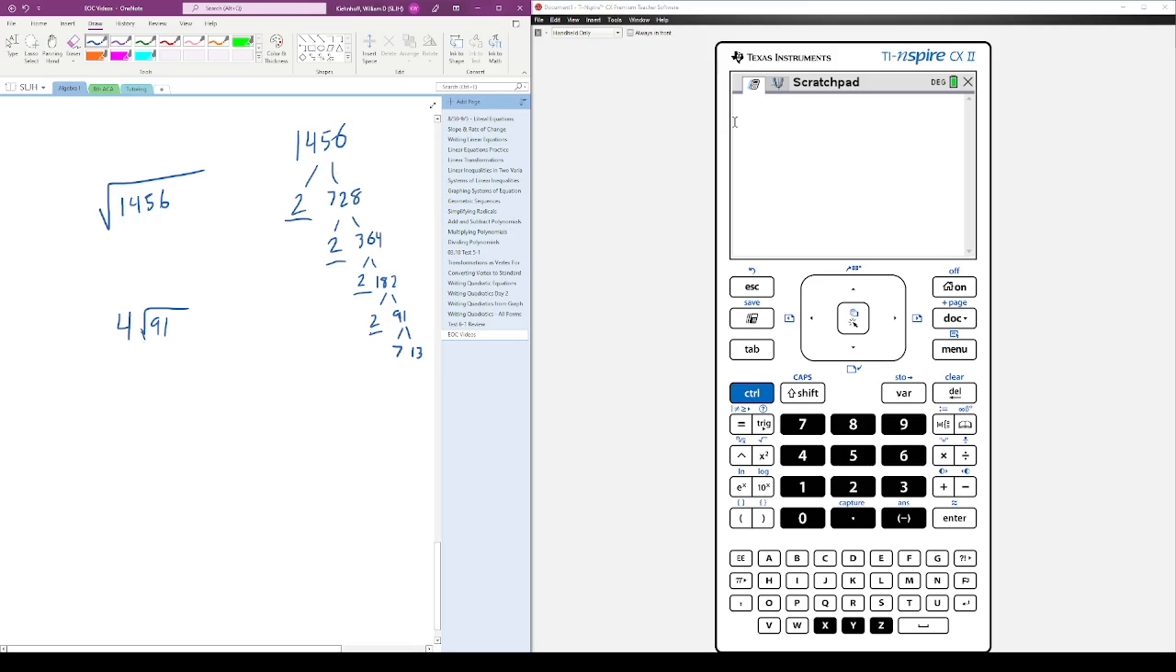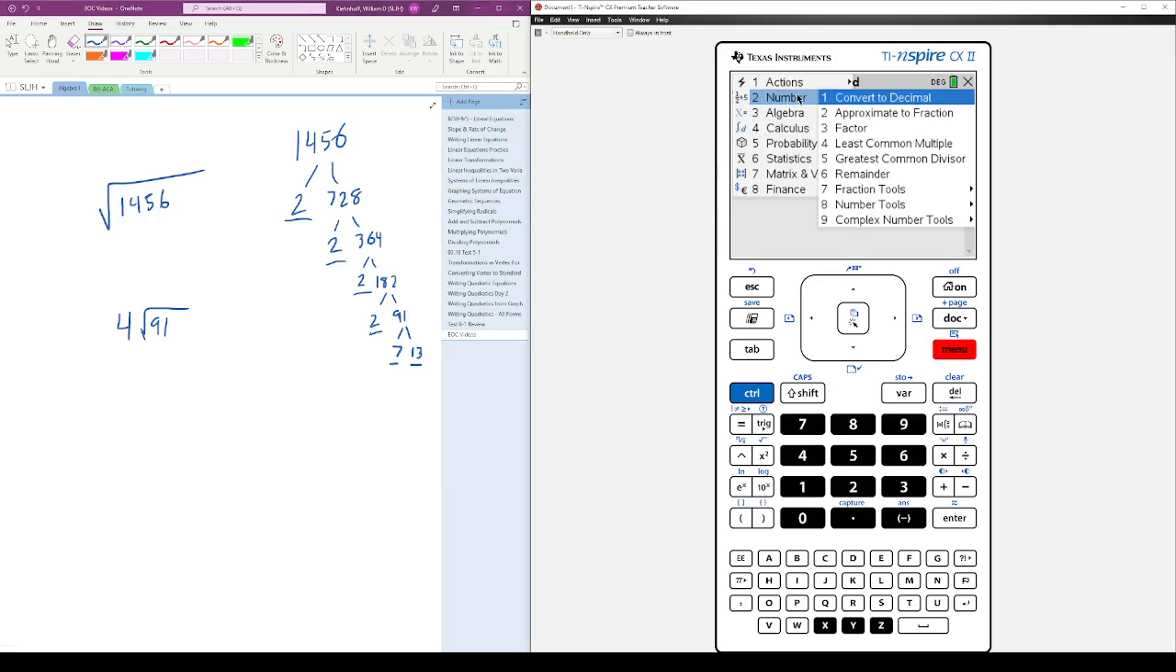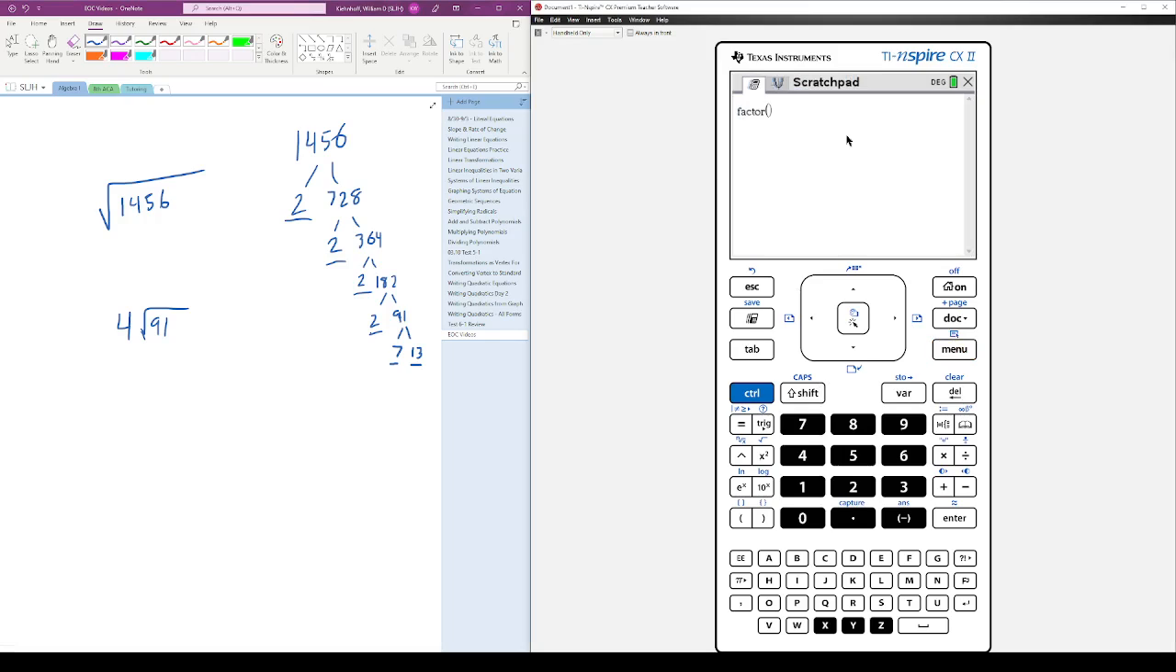So if you struggle with your factor tree or want to check that you did it right, I came up with the prime factorization of this number as 2 times 2 times 2 times 2 times 7 times 13. On the calculator, I can go to Menu, and then Number Functions, and there's one called Factor. So Menu 23, and we can type in any number, 1456, and hit Enter. And it tells me that there are 4 2's, a 7, and a 13. So that means I did factor it correctly.